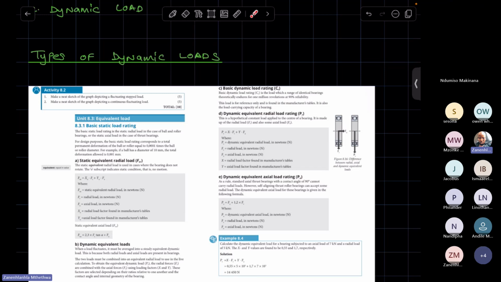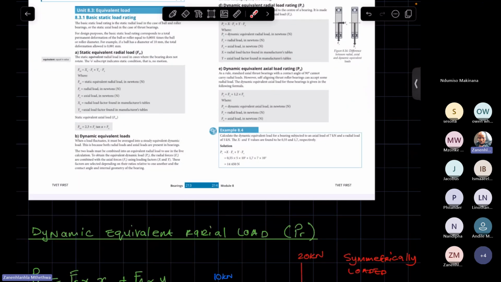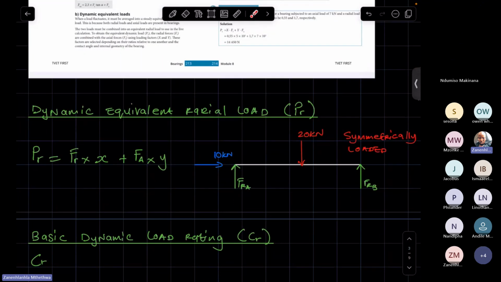Now, the one dynamic load I want us to speak about is this one here, right? The dynamic equivalent radial load. It is denoted as PR. So the dynamic equivalent radial load is denoted as PR.